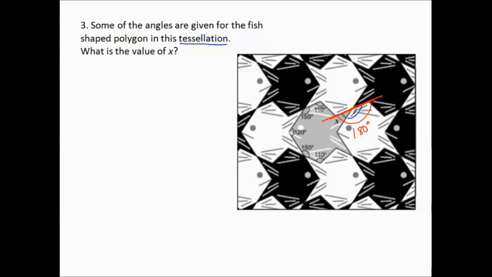So if I know how much that angle is that's adjacent to the x, that will be helpful. Well, where is that angle? Right above the fish's eye. In this picture, right above the fish's eye is the 150 degree angle. So that means this angle has to be 150 degrees. So 180 minus that 150 degree angle is 30 degrees. X is 30. And there we used a tessellation to solve that problem. Fantastic.